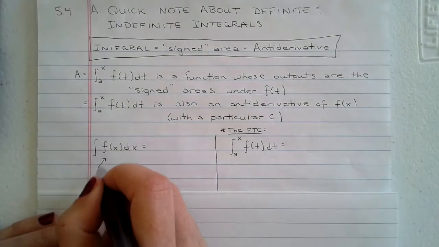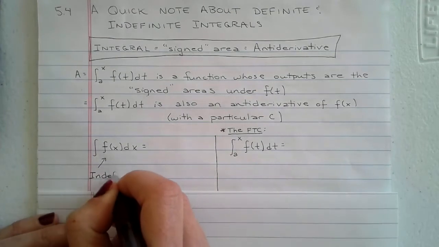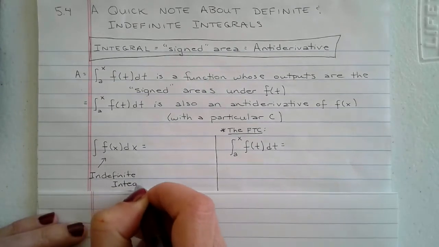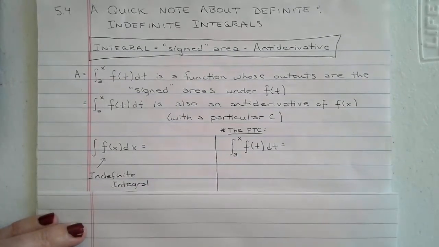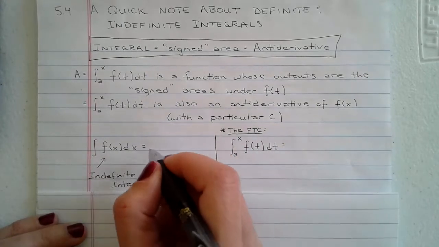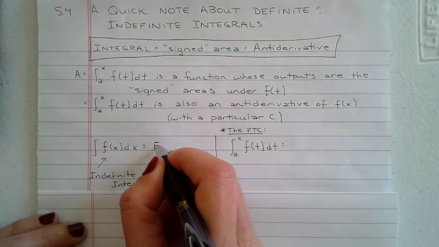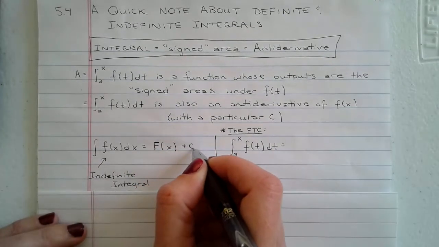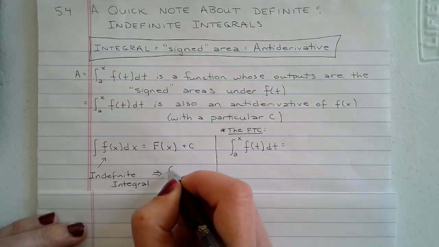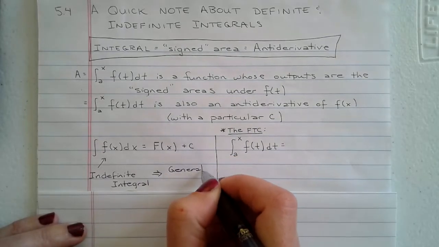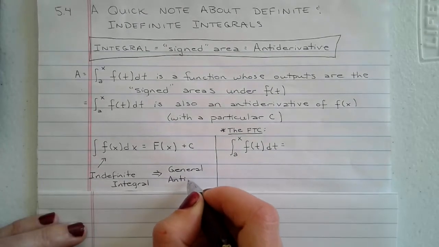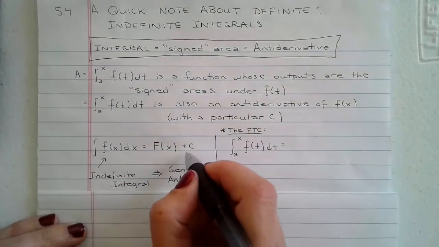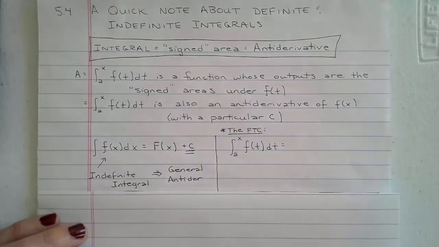This is an indefinite integral. It does not have bounds. So I'll write that it's an indefinite integral. If we find the antiderivative of little f, we'll just call it big F plus C, right? These lead to very general antiderivatives. This is a general antiderivative. We acknowledge that there could be any constant there. So we're going to get a family of graphs, and I'll give you a specific one here in a minute.